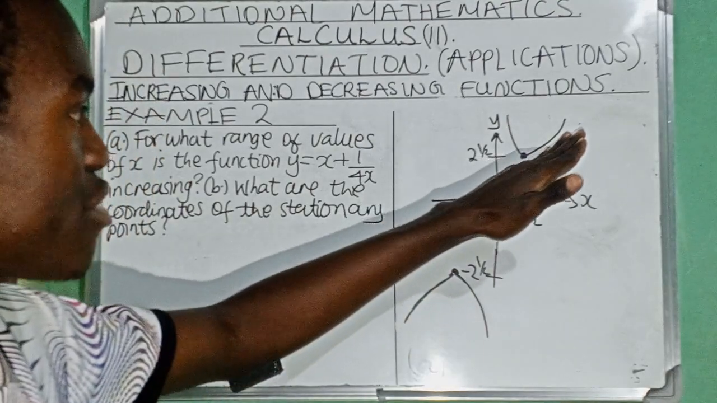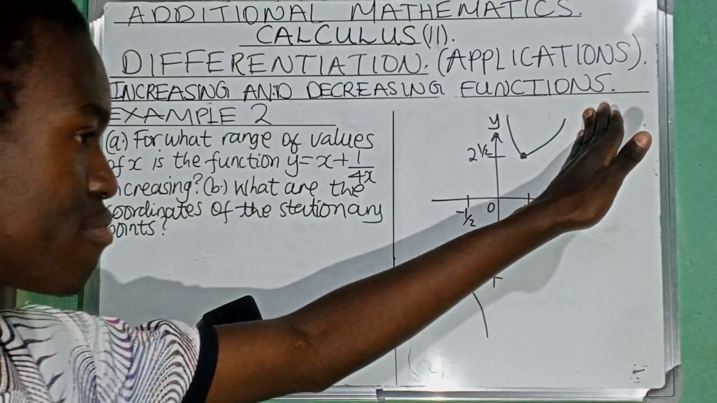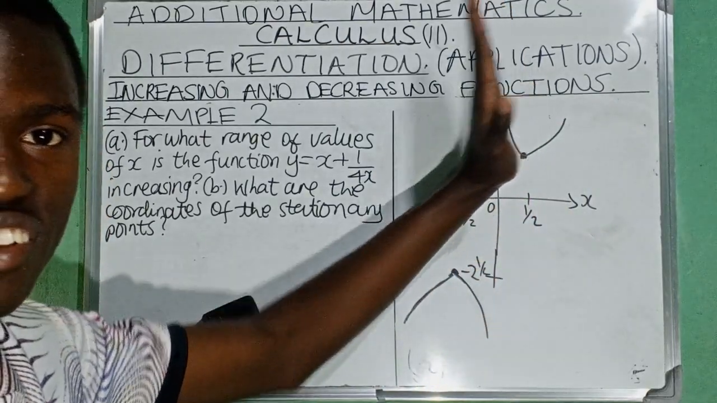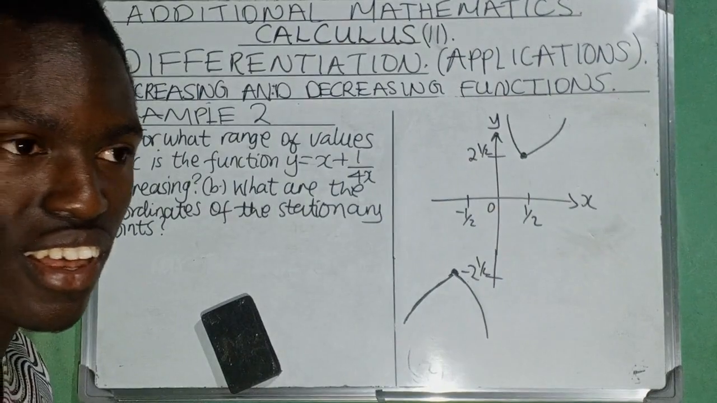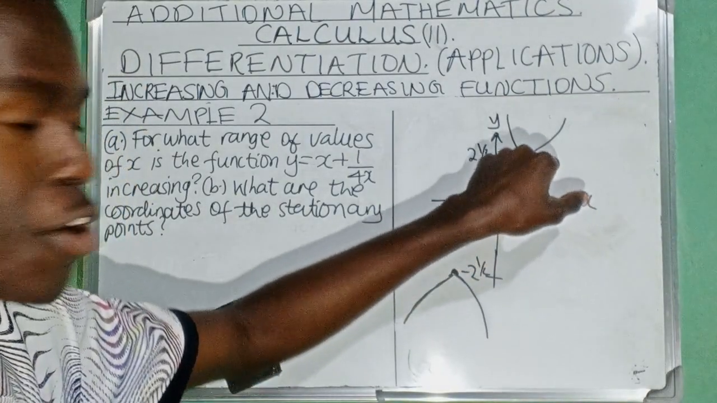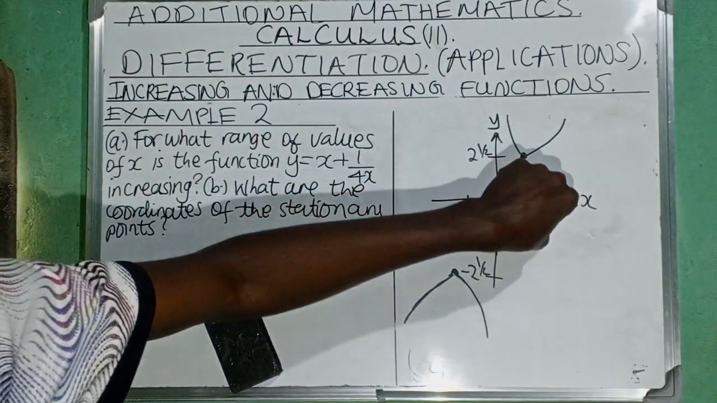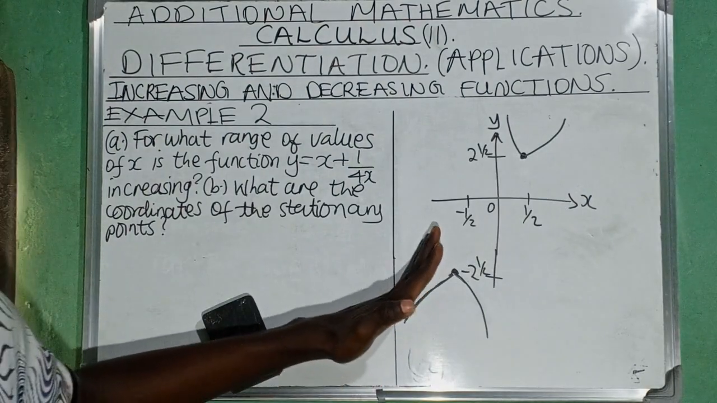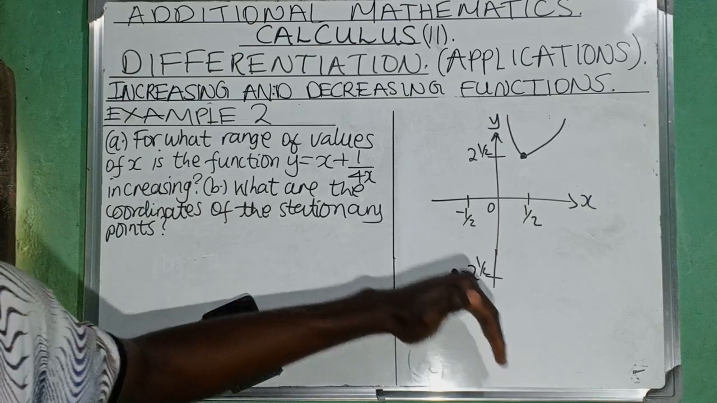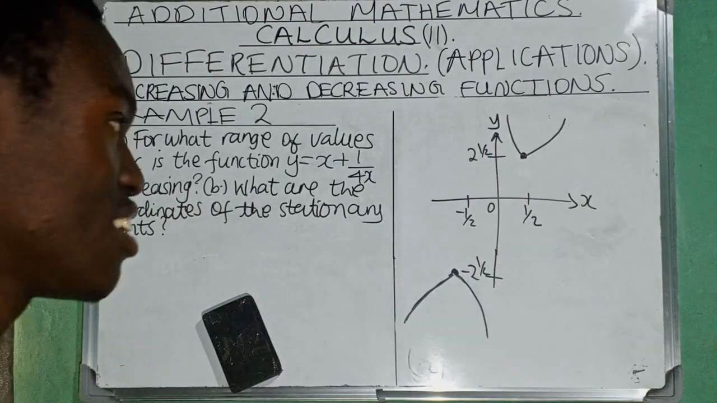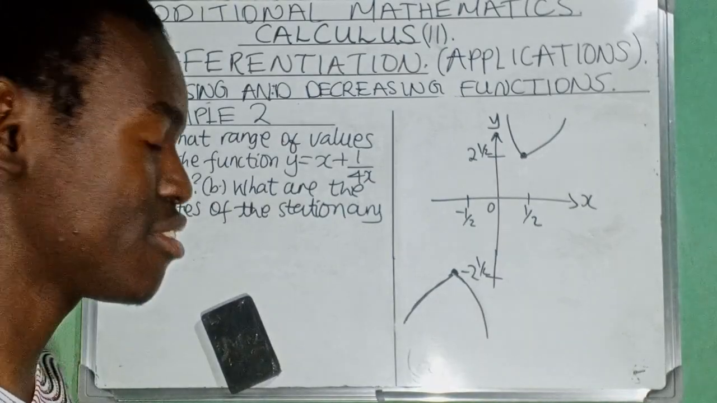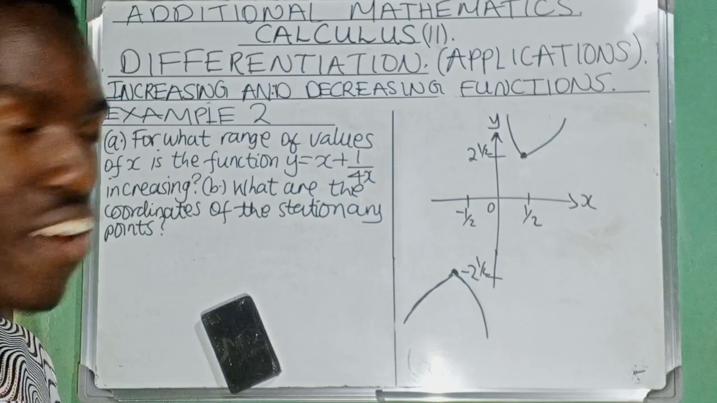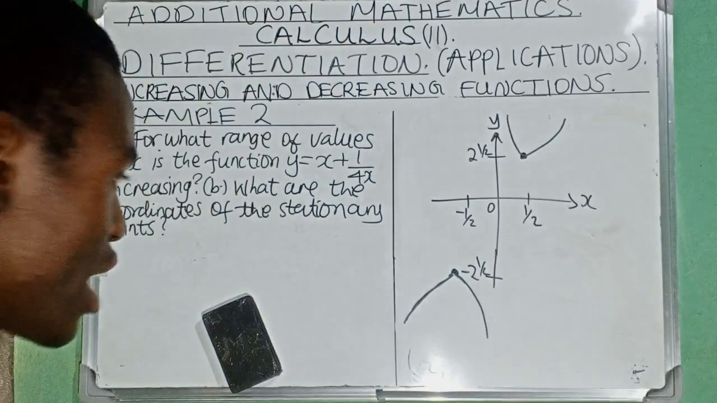This side, the value of y is increasing. And then this side, the value of y is increasing. But it reaches a point where the value of y will give you a stationary point. Then even here, the values of y are increasing. Then here, they'll start decreasing once again. I don't know if that makes sense. I hope it makes sense. Okay? Think of it like that.